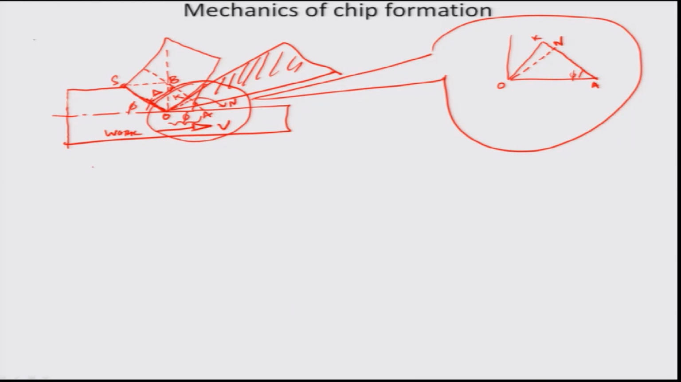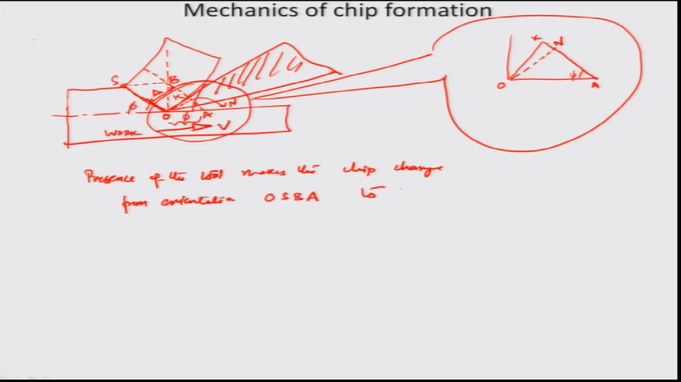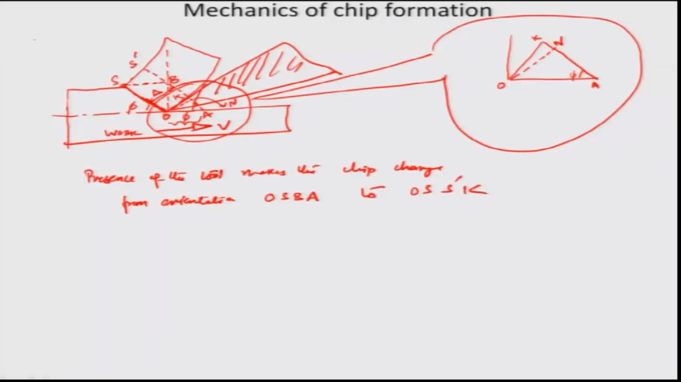So, I would say that the presence of the tool makes the chip change from orientation OSBA to the orientation, if I call this S prime, OSS dash K. So, basically the chip present is like this parallelepiped that you can look at. Okay. So, this is this parallelepiped OSBA all the way here, and this chip is being deformed because of the chipping process, because of which the next element which happens here is OK S dash S.